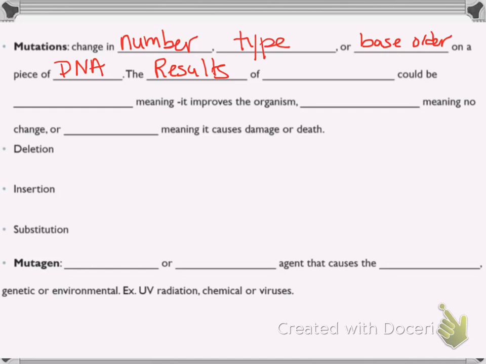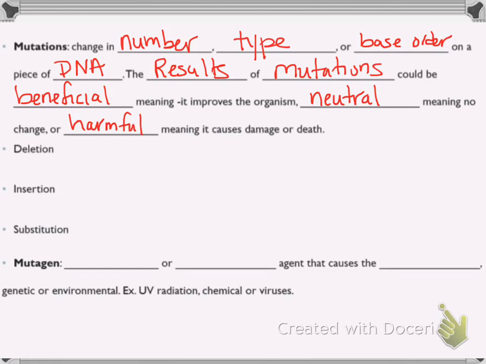The results of mutations could be beneficial, meaning it improves the organism or helps it. Neutral, meaning there's no change, it doesn't matter that you have this mutation or not. Or harmful, meaning it causes damage or death or sickness.